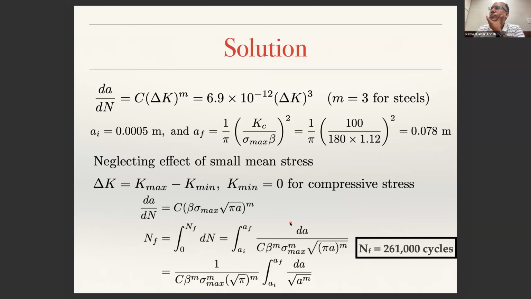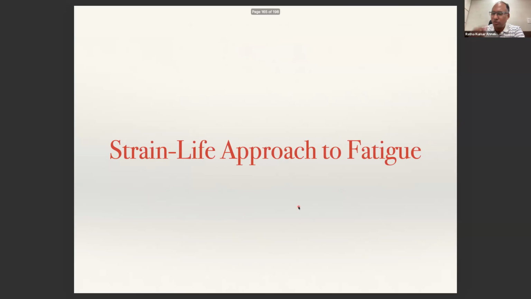And now the next thing that we need to go about. So far, we have looked at the stress life approach. Next, we need to look at the strain life approach. So in tomorrow's class, we will look at the strain life approach, and then we have the last class. When is our last class? 9th, sir. So tomorrow and the day after tomorrow, we will look at the strain life approach.